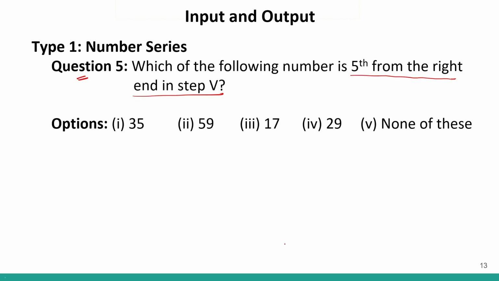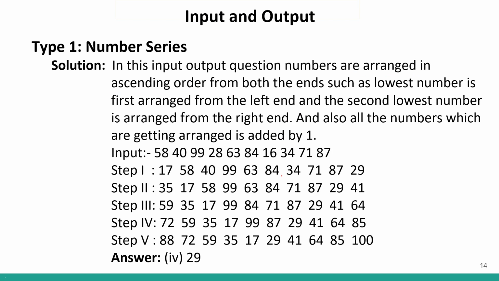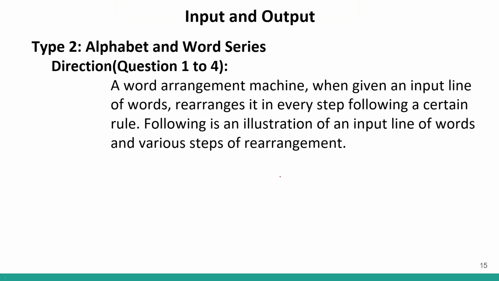Going back to the arrangement, 29 is given in option number 4. So option number 4 will be the correct answer to this question. Okay? Option number 4 will be the answer. Okay. So this was number series.